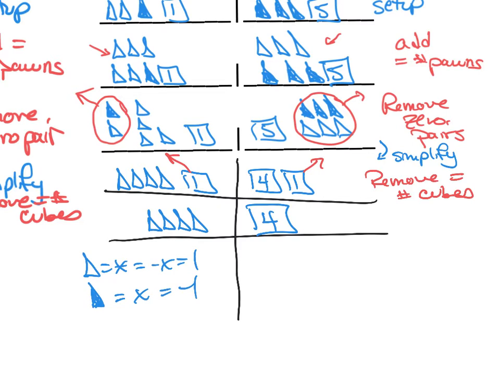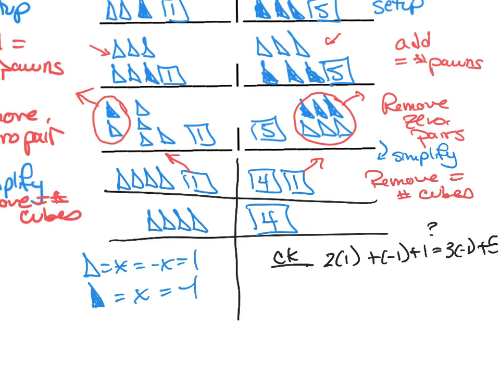Let's go ahead and do our check, and we have to go back up to the original again. So 2 star, which is 2 times 1, plus x, which is negative 1, plus 1, is that equal to 3x, 3 times negative 1, plus 5?